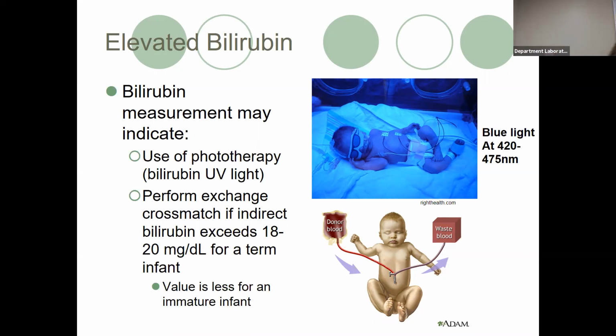Notice here it says that if that bilirubin level exceeds 18 to 20 milligrams per deciliter, that's the level that an exchange transfusion might be warranted, right? So the higher the bilirubin, the more severe the case of hemolytic disease of the newborn.